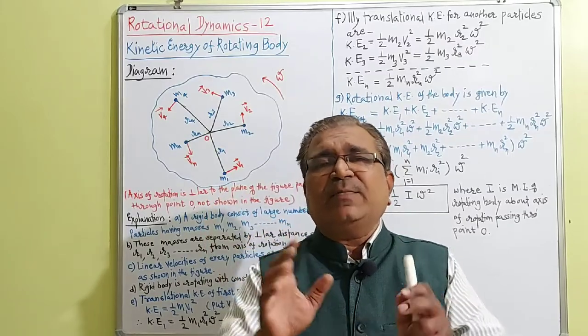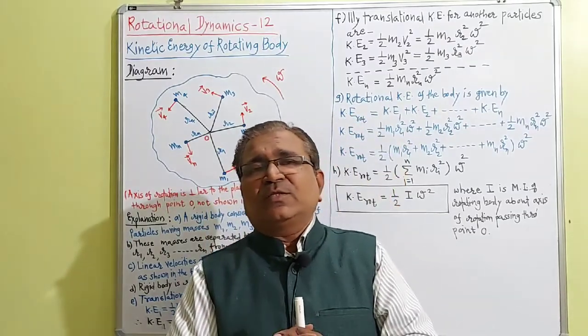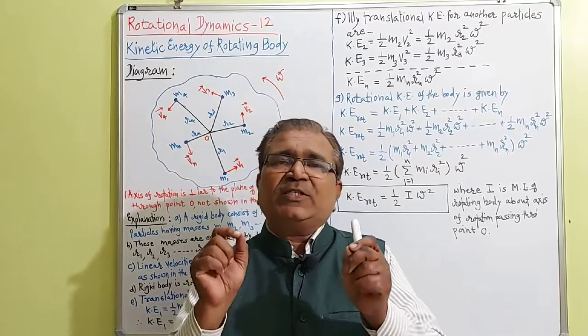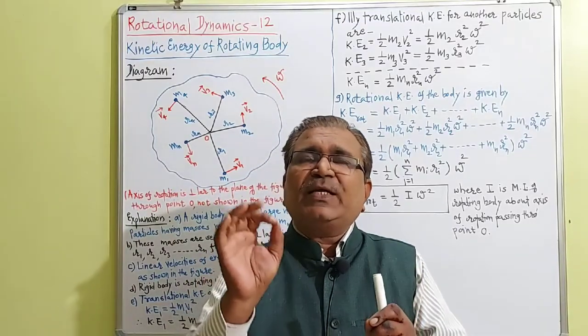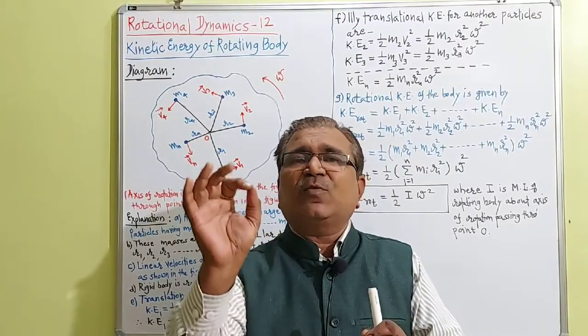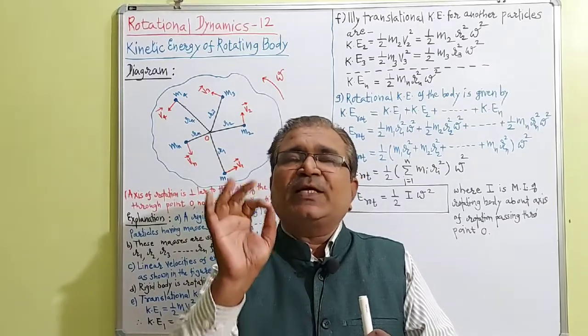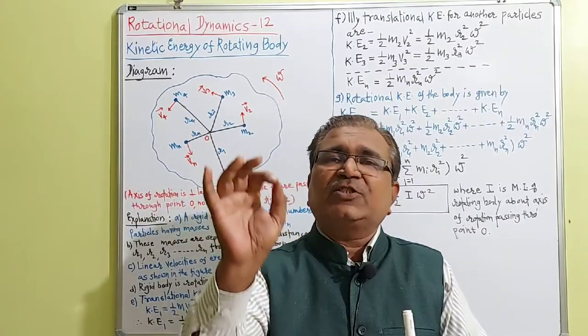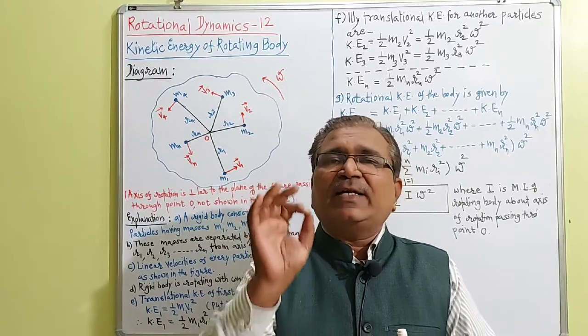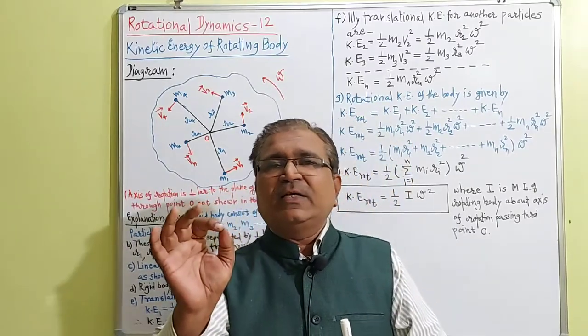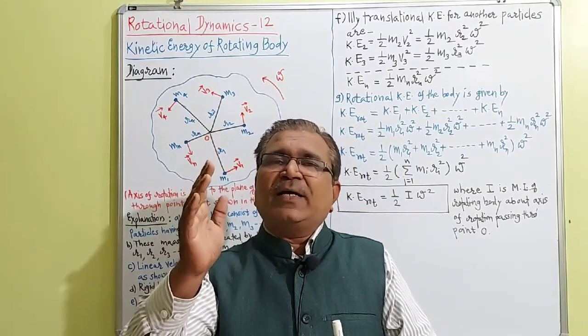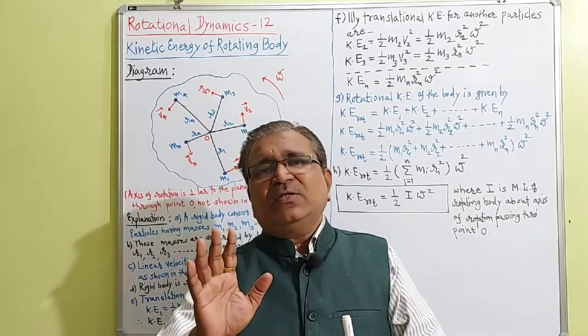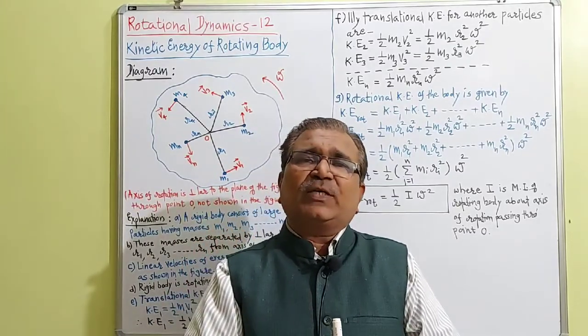So this is how we can calculate the kinetic energy of a rotating body. From the examination point of view, the nature of the question is like this: obtain an expression for the kinetic energy of a rotating body. So the kinetic energy of a rotating body is equal to 1/2 I omega square. This is all about the kinetic energy of a rotating body.